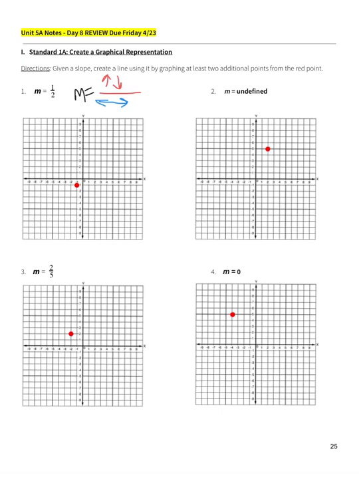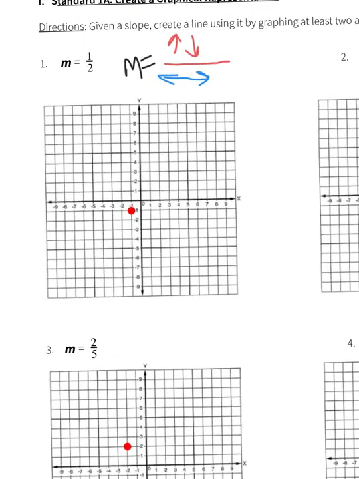So looking at this first one, our slope is 1/2, okay? 1 on top and 2 on the bottom. So we know that the number on top is your up or down, so it is 1, so we can go up 1. And then it's a 2, so we go over 2. 1, 2. And that is where you put your next point.